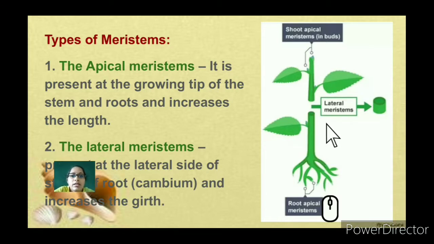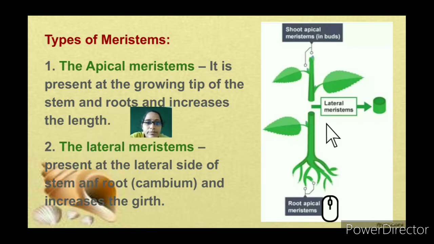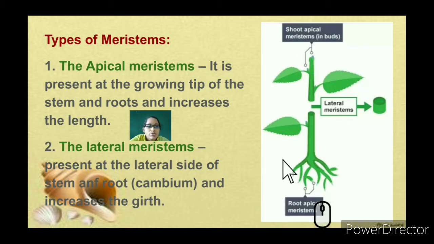So let's understand those three different types of meristems. So what are apical meristems? You can see here apical meristems. It is present in the root and also in the shoot. So the meristems, or growth tissues, are present at the tip of the stem and also the tip of the roots, which helps in increasing the length of the plant.